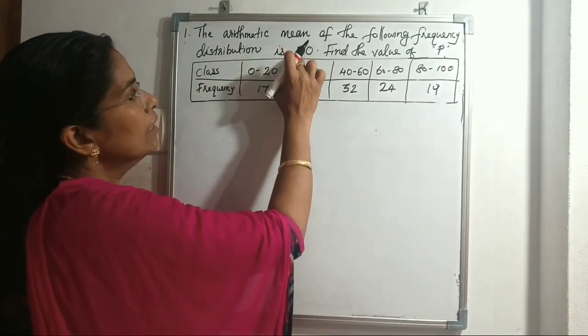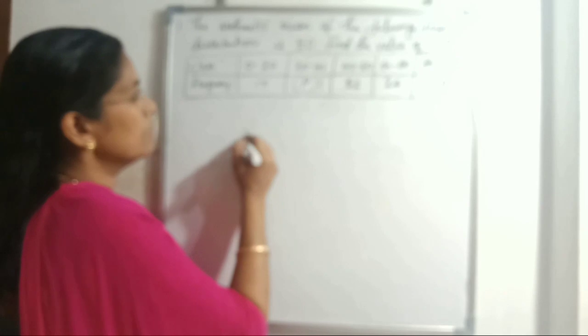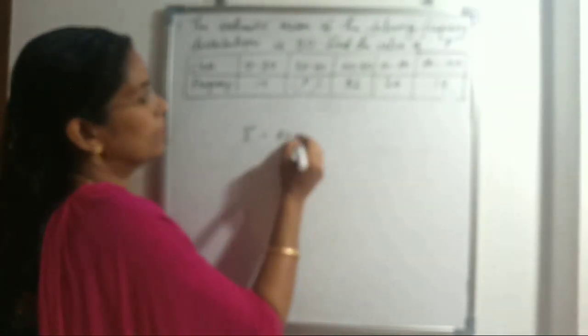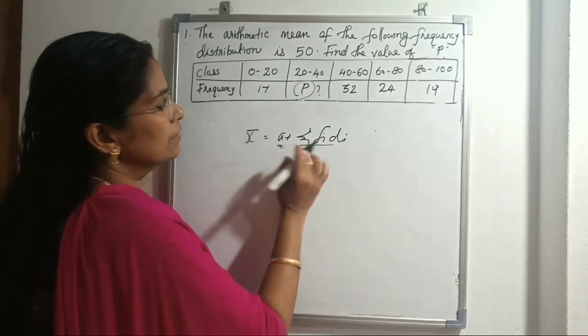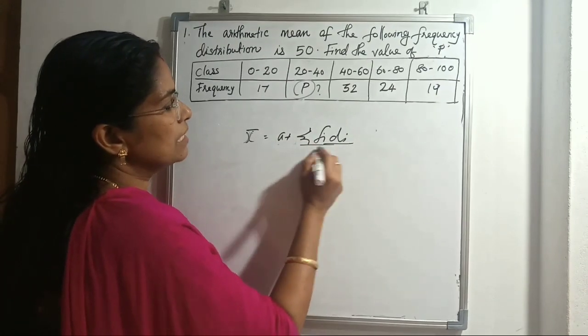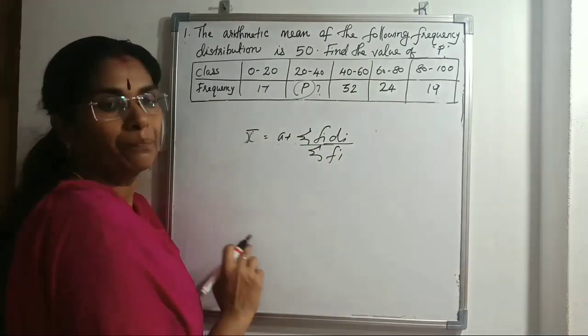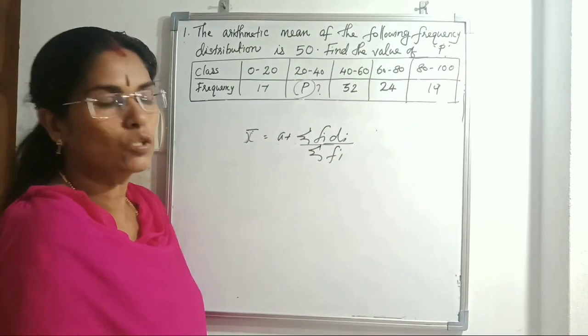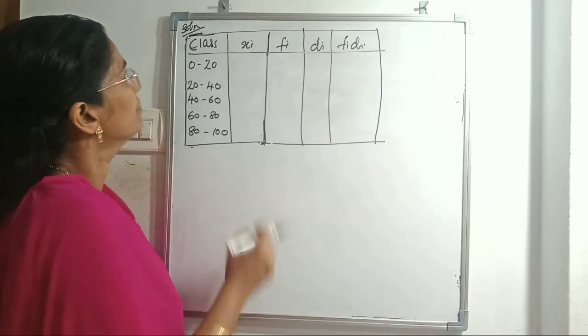Using this, the arithmetic mean is given as 50. So we can apply x bar is equal to a plus sigma fi di by sigma fi. Using this formula we can find out the value of p. Okay, we can solve this question.